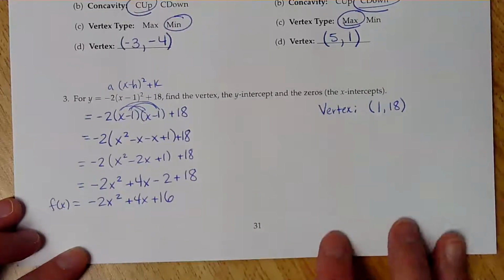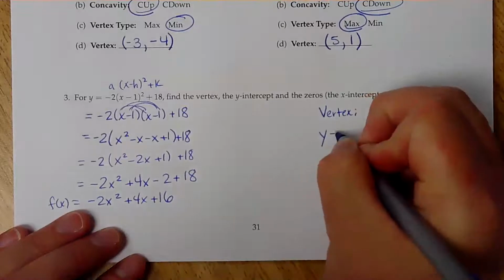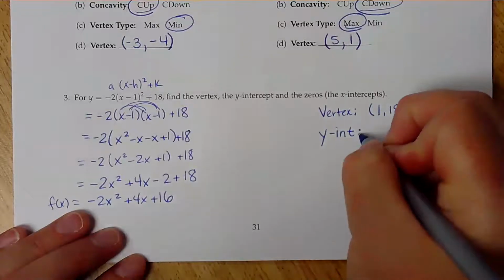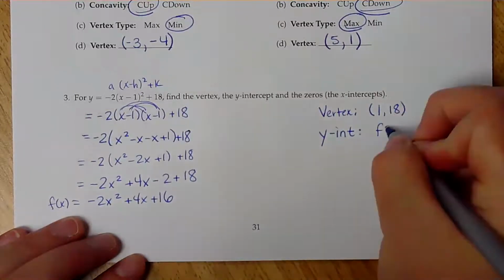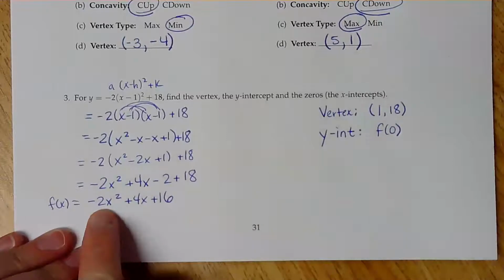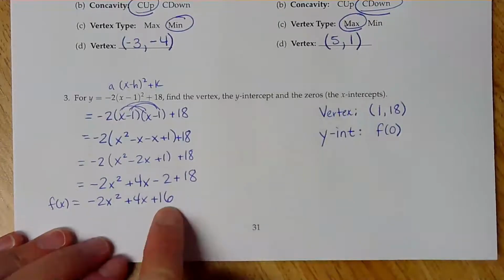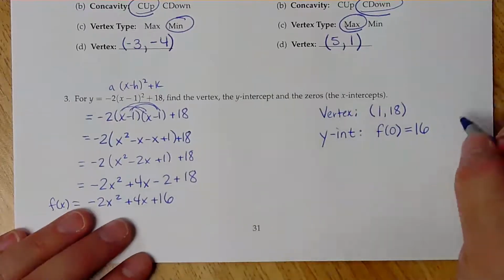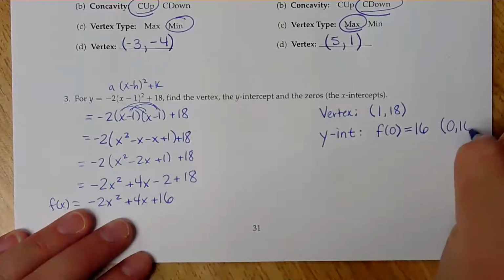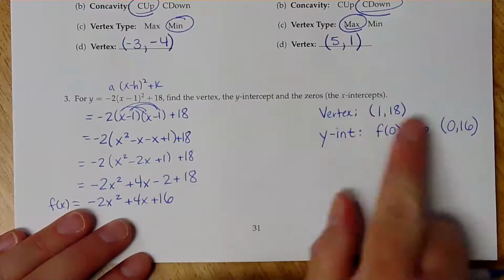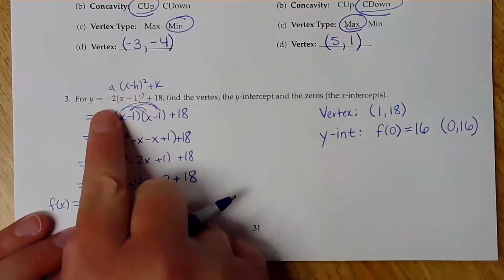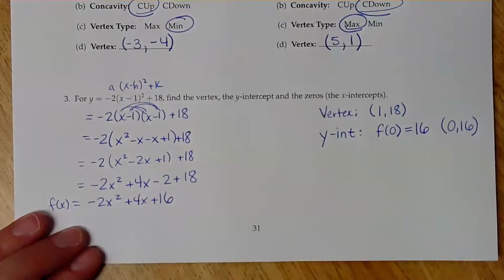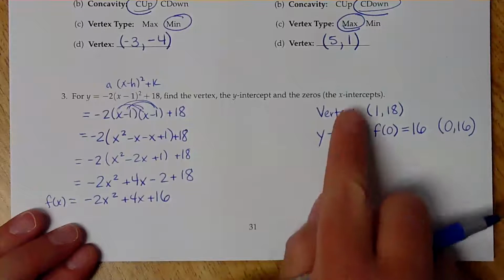All right, so let's see, how about the y-intercept? We know that the y-intercept happens when x is equal to 0. So if I do f of 0, this term will be a 0, this term will be a 0, and I'm just left with this 16. So that means my y-intercept is the point (0, 16). So I already have 2 points for this graph. I know that it opens down because a is negative, so it's going to be an umbrella shape, and my vertex is a max.